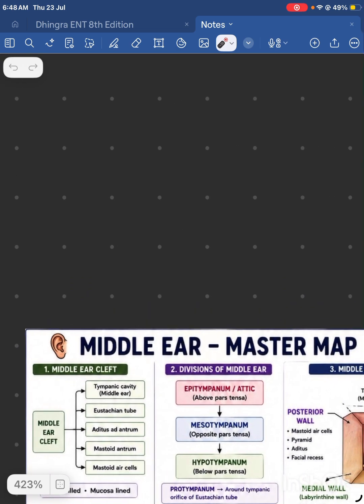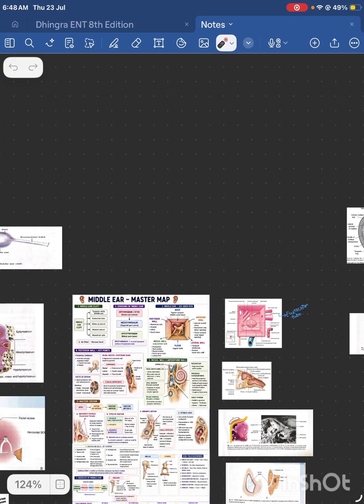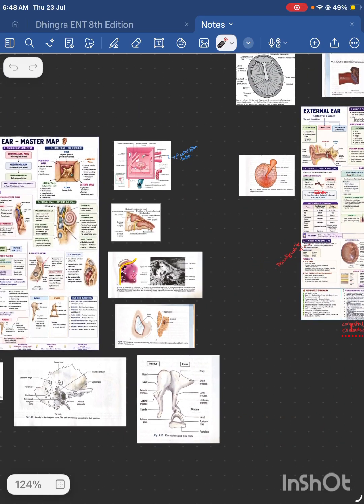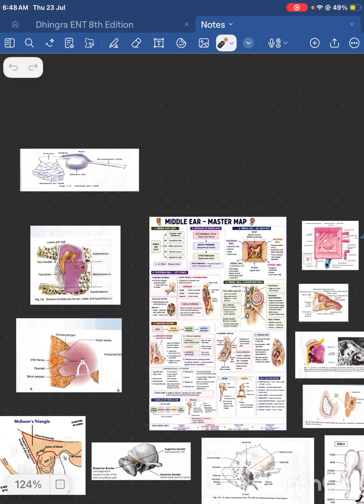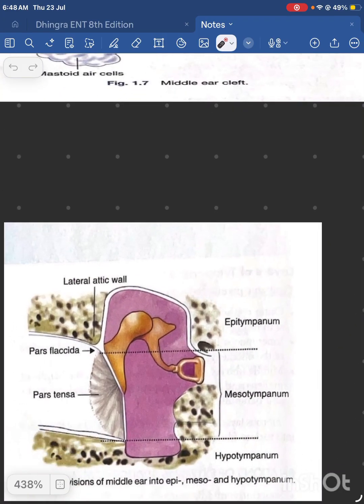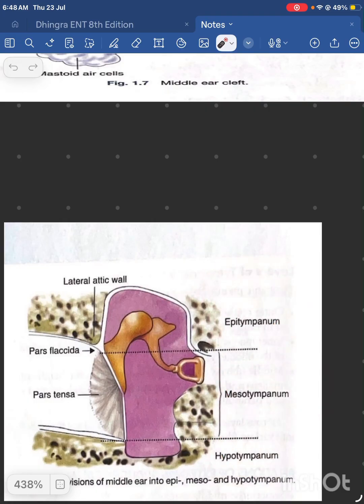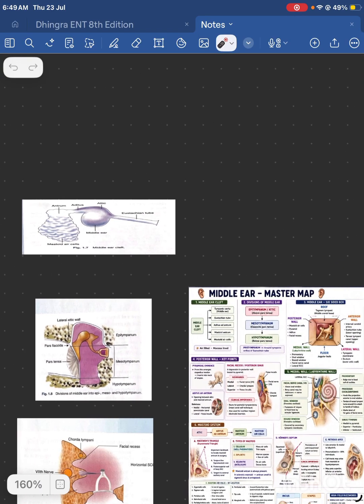Okay, we have some divisions of the middle ear. What are the divisions of the middle ear? Here, this part. This is the division of the middle ear: epitympanum, mesotympanum, and hypotympanum. The epitympanum is just above the pars tensa. You can see this is the pars tensa. The mesotympanum is just opposite to the pars tensa. The hypotympanum is just below the pars tensa. Fair enough? So you've done the divisions.